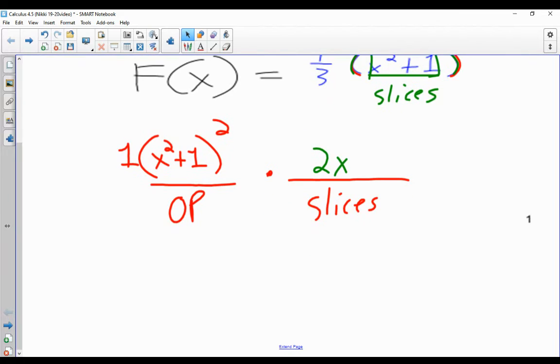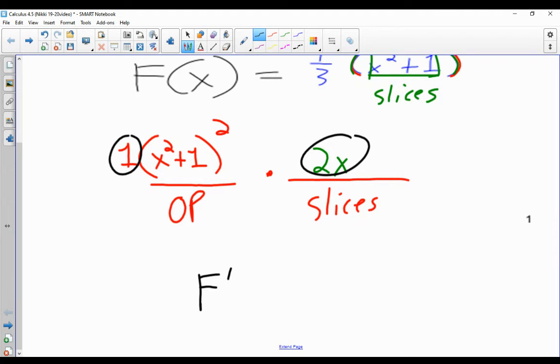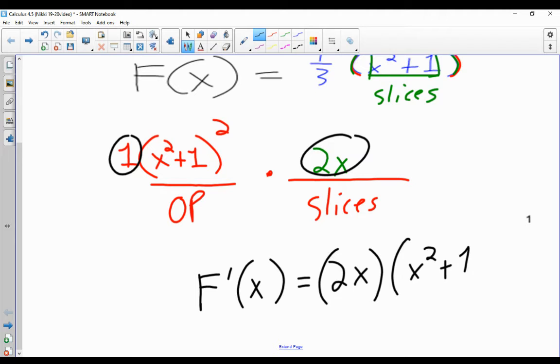So there you go. You got your derivative of the orange peel, and you got your slices, and now you can multiply. And it turns out really the only thing you can multiply is the 1 and the 2x. So then you can say officially that your derivative is going to be 1 times 2x, and multiply that by x squared plus 1 all squared. And there you go. Just a refresher on the chain rule.